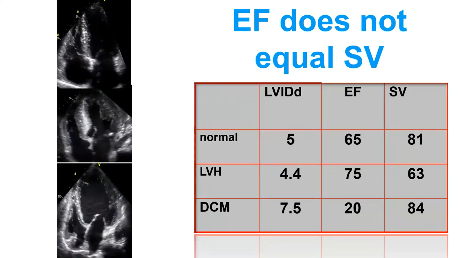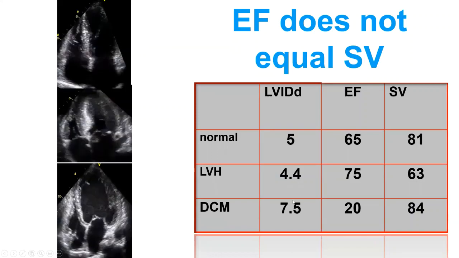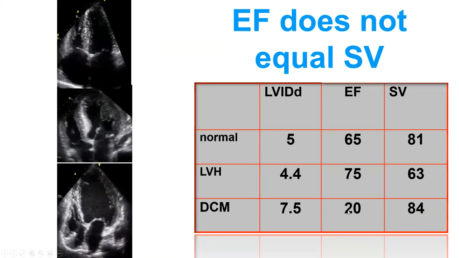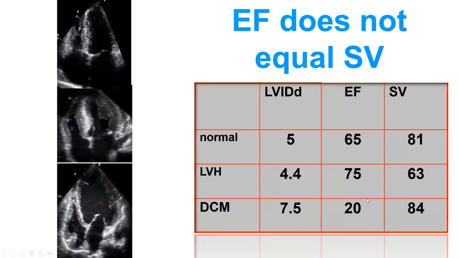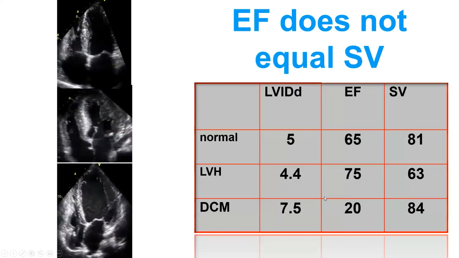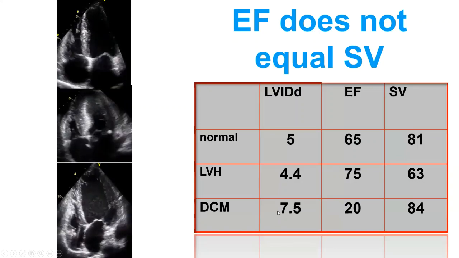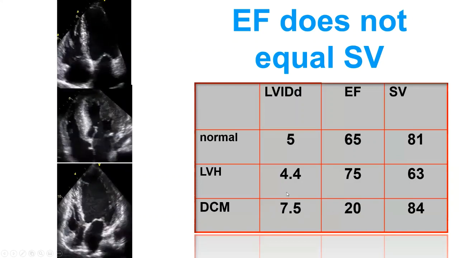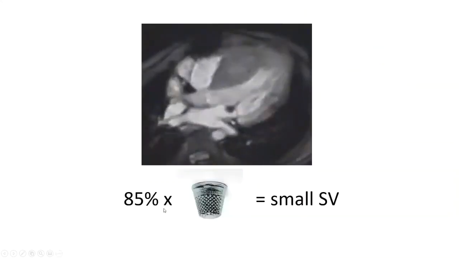Now, I just want to make one small point. The purpose of dilation, or the benefit of dilation, I should say, is to allow the ventricle to generate a normal stroke volume despite reduced contractile properties of the LV. So if this is normal, stroke volume is 81, notice that if your ejection fraction is reduced and you've had time to remodel so that the LV enlarges, you can maintain a normal stroke volume at rest.